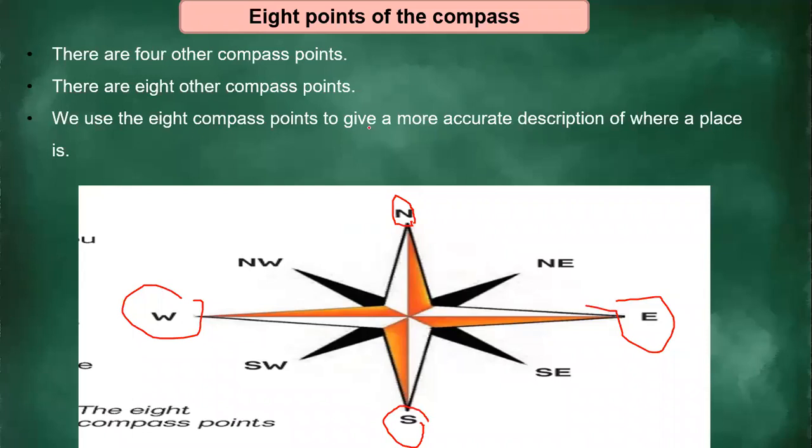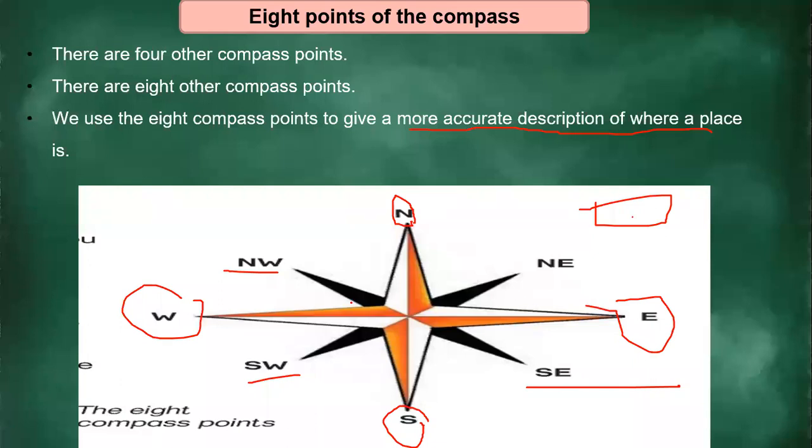Those 8 compass points give us a more accurate description of where a place is, okay? If a place is here, then we cannot just say the place is on the north, so we'll be a bit lost. But with the 8 compass points, it gives us more accurate directions. So we'll say that this place is on the northeast. Simple, accurate direction. We also have the northwest, the southwest, and the southeast. All in all, they make 8 compass directions.